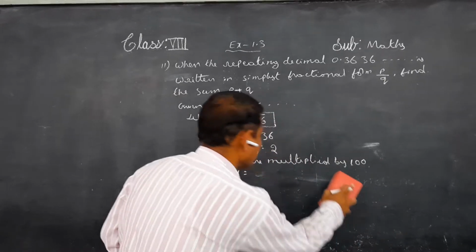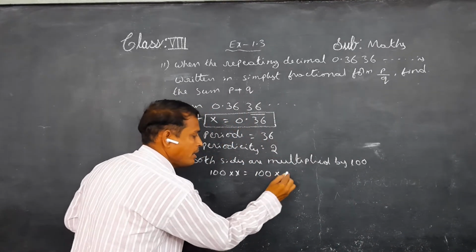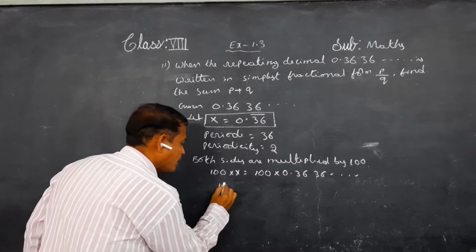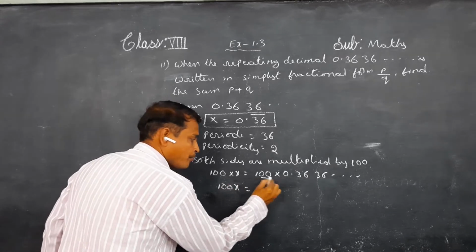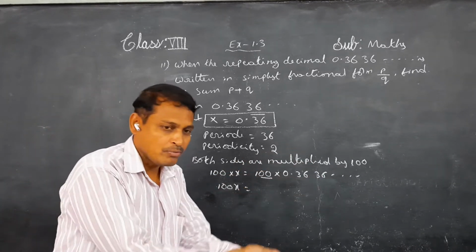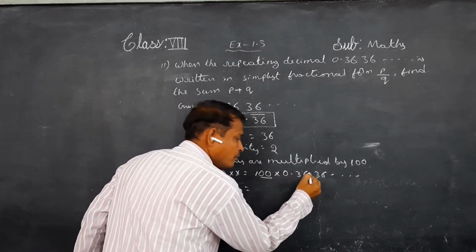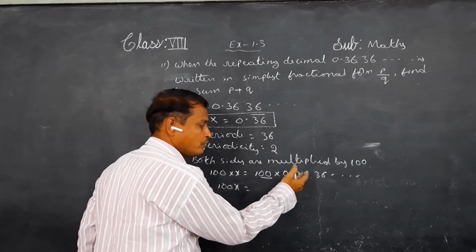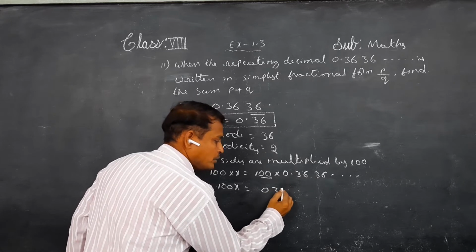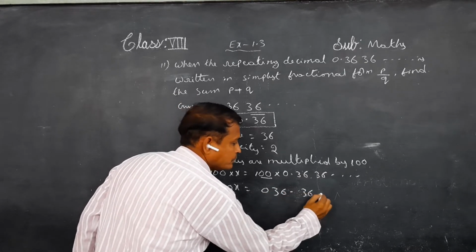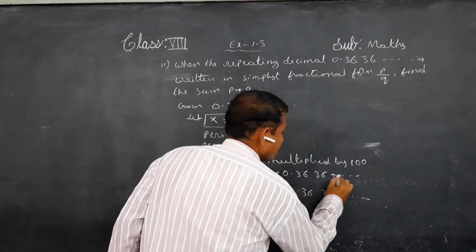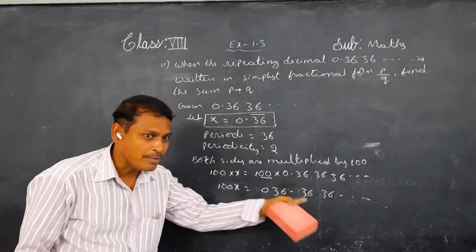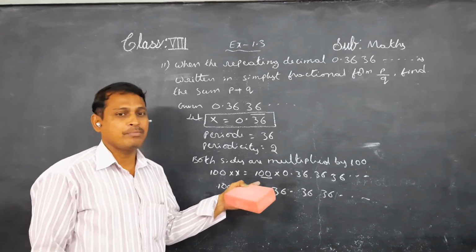First, listen carefully, children. First, we should write 100 into 0.3636 and so on. So 100 into x: to multiply by 100 the decimal value, the point moves 2 digits only. Why? Because 100 has 2 zeros, so the point moves 2 digits. The value is 36.3636 and so on, children. Are you understood? The point moves 2 digits because we multiply by 100.